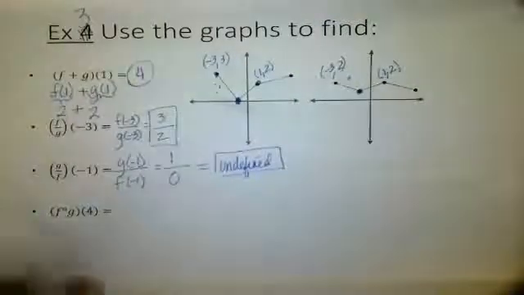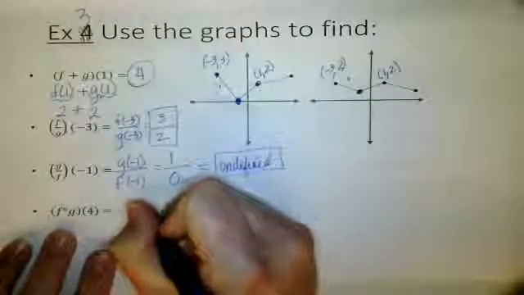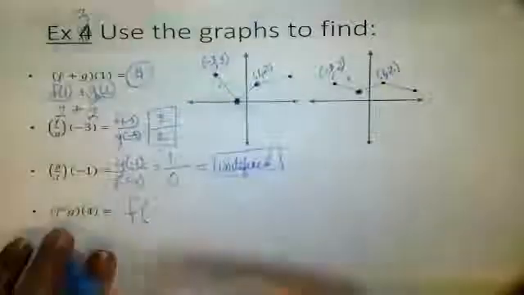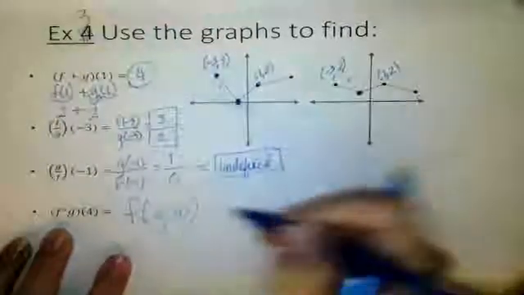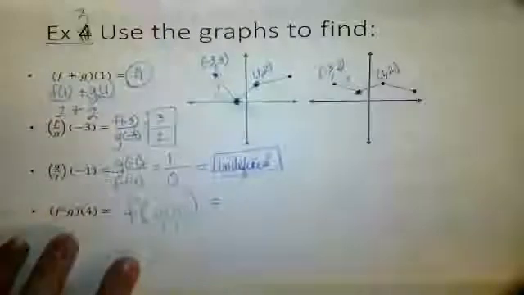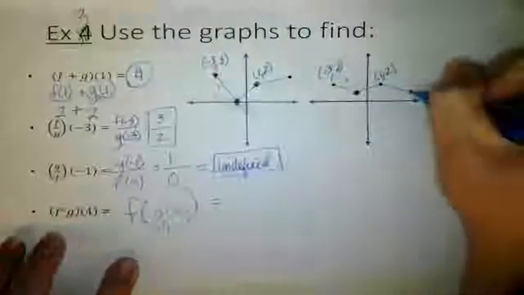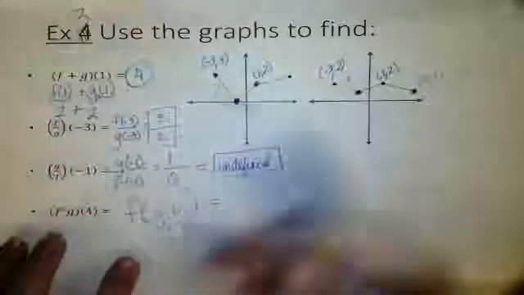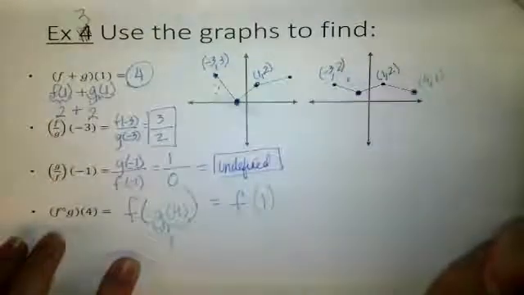Okay. Last one. f of g of 4 really means what? So we need to start on the inside of the function. What is g of 4? 1 right there, 4, 1. So that has an output of 1. So now we have to find, well, what's f of 1? 2.